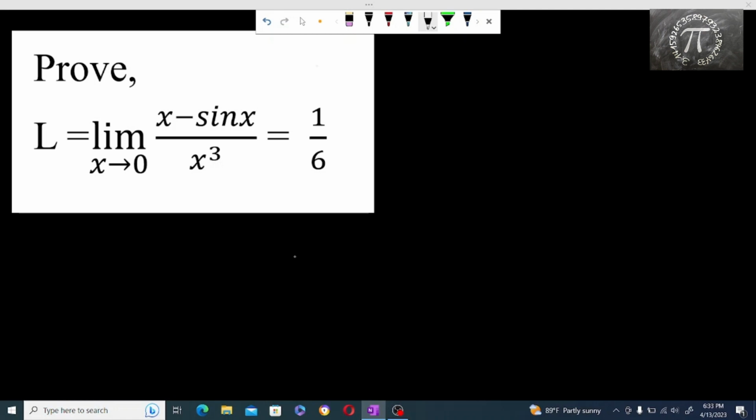Today's video is about proving a limit problem: the limit as x goes to 0 of (x minus sin x) divided by x to the power 3. We have to get the answer 1/6. I'm going to do this question with two methods. First, method 1.